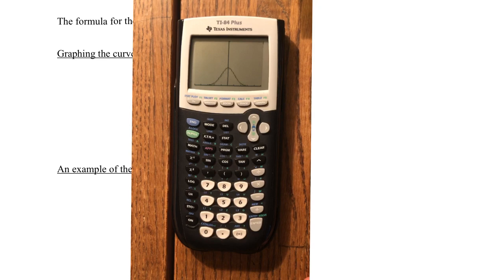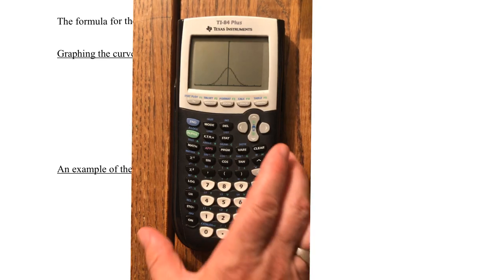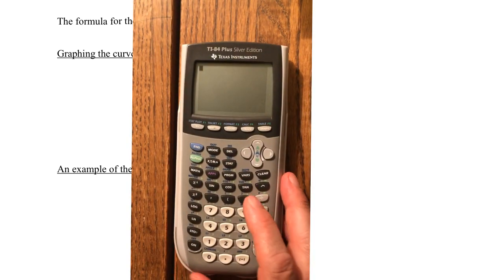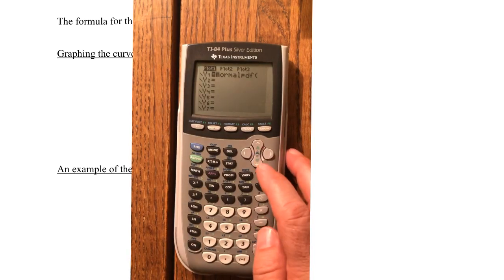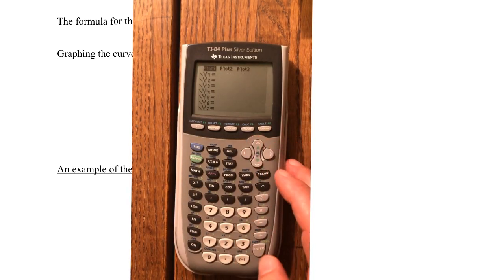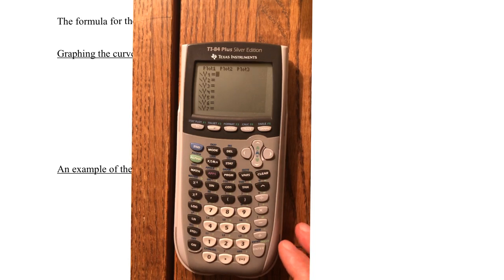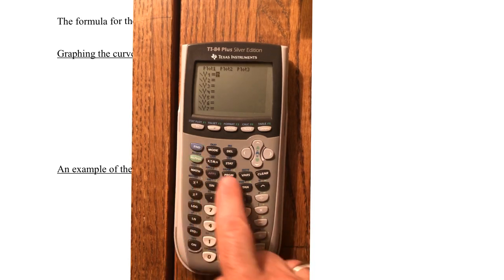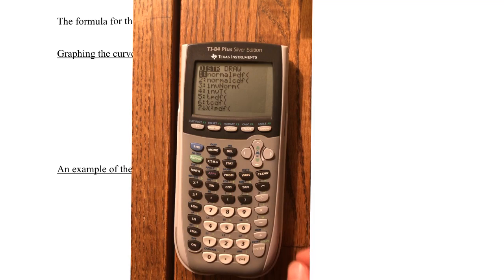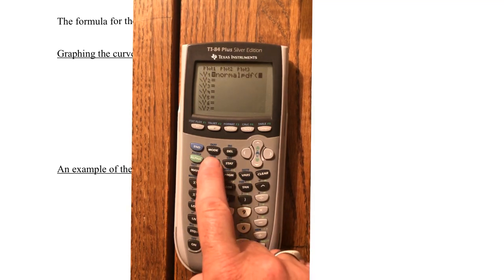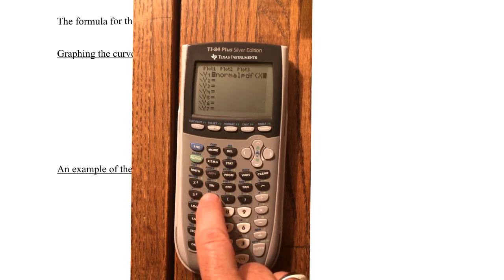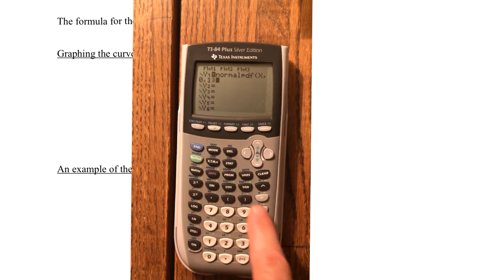And it shows a bell-shaped curve. If you had the other version, it'll be pretty similar. Go to Y equals, let me just start from scratch. I'm going to get rid of the plot. Same thing, second vars, I hit normal PDF. With this version, this comes up, so you just hit X, comma, 0, comma, 1, close parenthesis. You can hit enter if you want to.